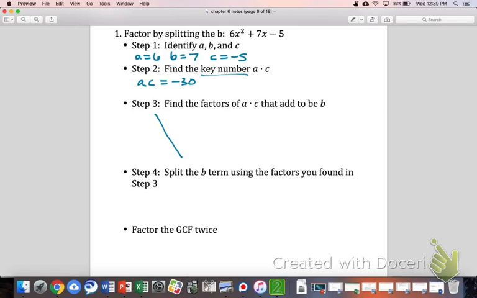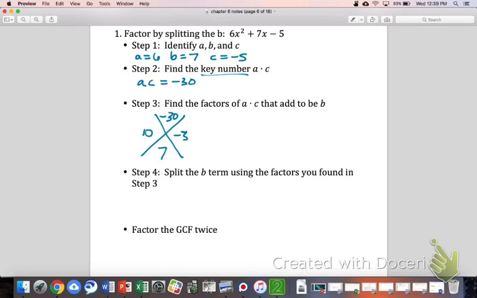So in my diamond, I'm going to put the -30 up here, and I'm going to put the b down here, the 7. So the ac is on the top, the b is on the bottom. And I'm going to ask myself what numbers multiply to be -30 and add up to be 7. It takes a little bit of thinking, understanding some multiplication. I'm hoping that you're thinking of 10 and -3. 10 times -3 is -30. 10 plus -3 is 7. So we use our little diamond to do that.